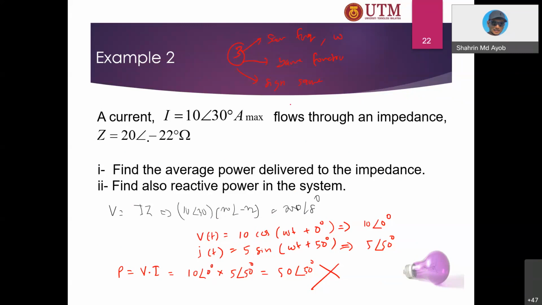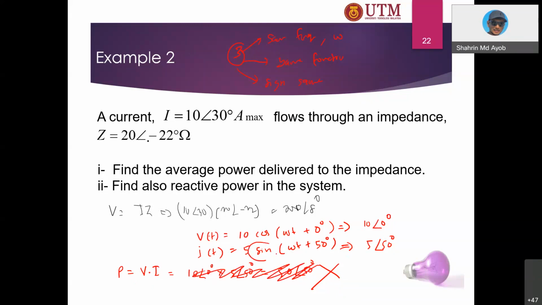So this one needs to be fulfilled first before you proceed with conversion to the phasor. Because if you do it like this, for example, 10 cos, you just convert it into a phasor, 10 with an angle of 0, and the current is 5 sine, and then you just convert it to 5 with angle 50, and then you multiply. So this is wrong. This is totally wrong. You cannot simply convert this one.